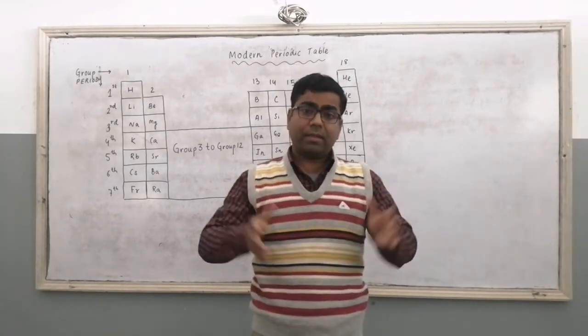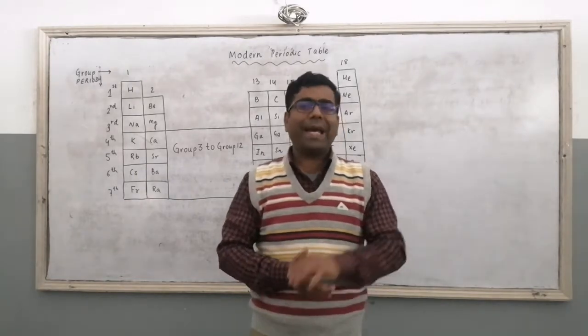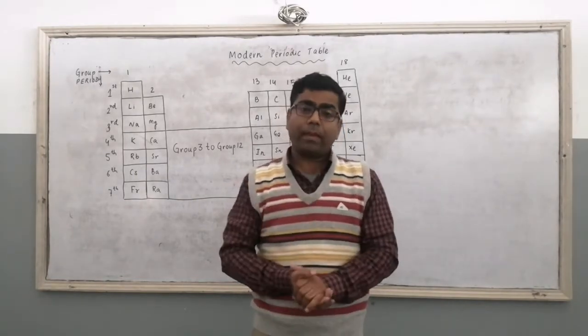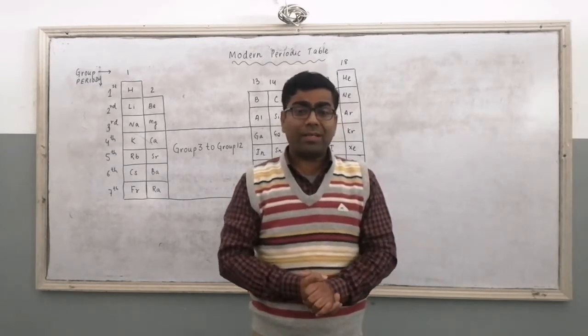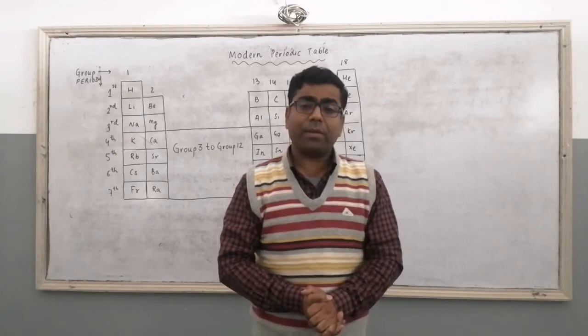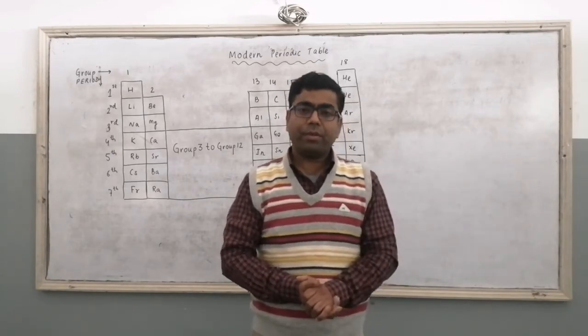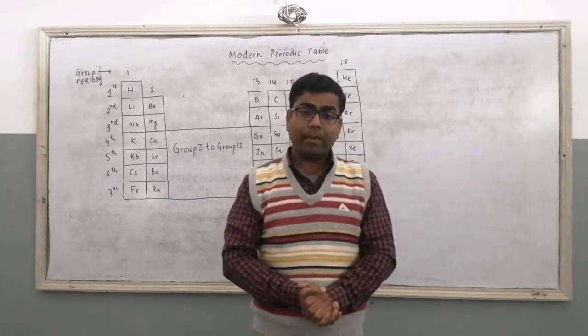There is a difference in the arrangement of elements by Mendeleev and by Henry Moseley. Mendeleev arranged the elements in the order of their increasing atomic mass, atomic weight. But Henry Moseley arranged the elements in the order of their increasing atomic number.